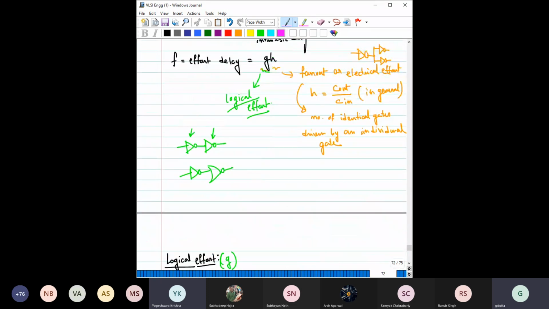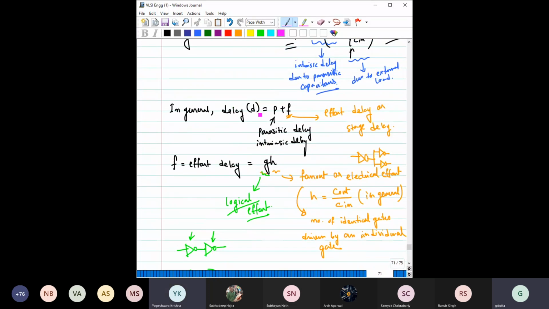So let us see first. We are trying to find the delay, right? So we have the P plus F component. F is equal to GH, right? Now we have seen H, we have understood it somewhat. We have seen G, the logical effort. We have understood what H is. So we are left with only the parasitic delay. Parasitic delay for an inverter we already know. Now let us focus on what the parasitic delay will be for other gates.